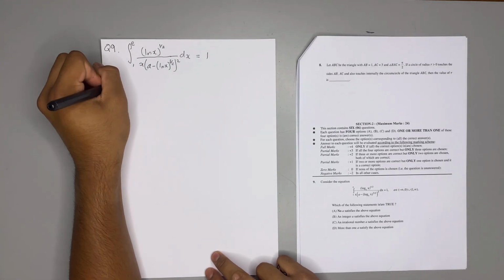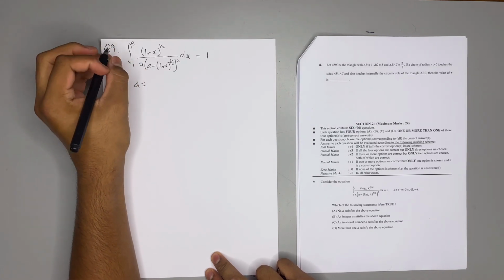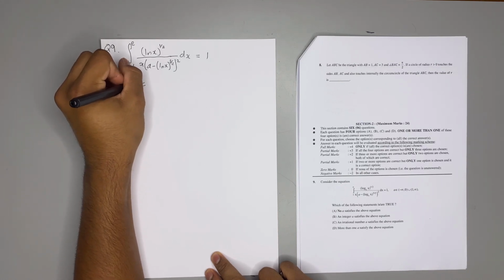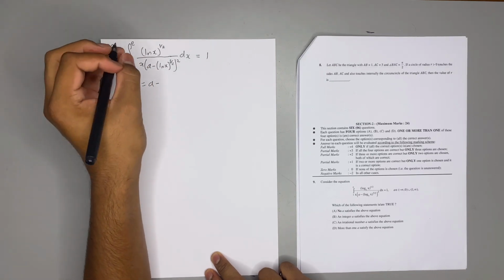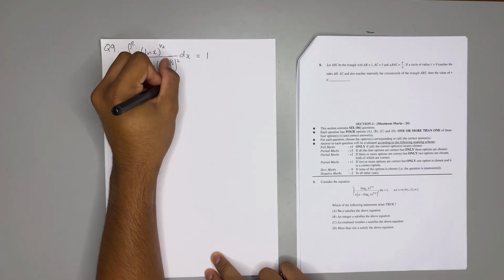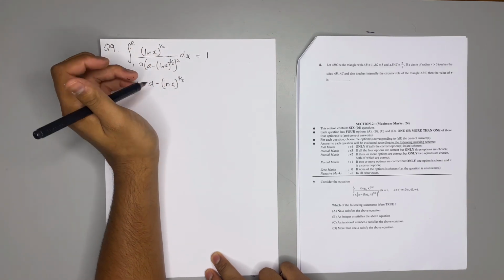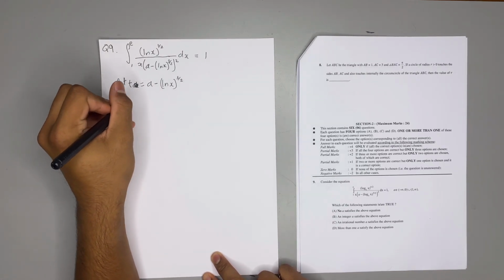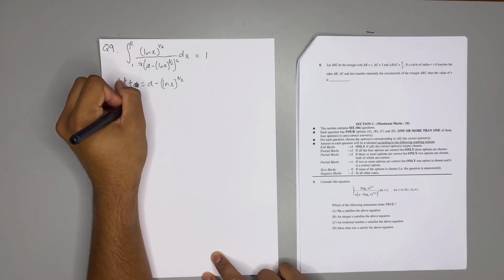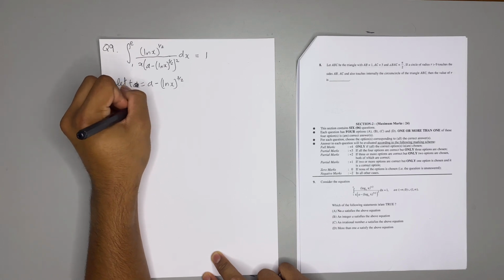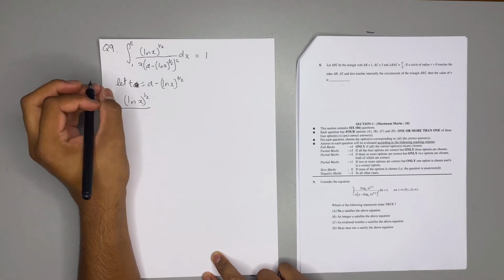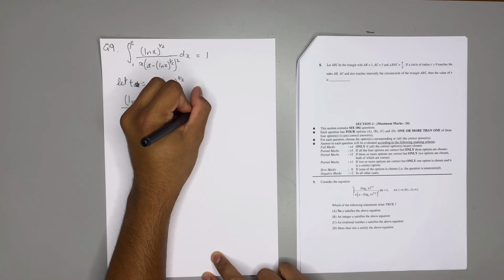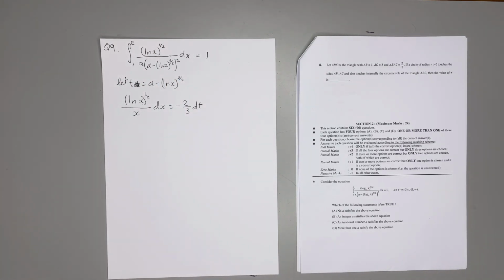Little substitution, let alpha equal to, sorry, not alpha, let t equal to alpha minus this inner expression here, ln of x to the power of 3 upon 2. Therefore, this then simplifies as ln of x to the power of 1 upon 2 all upon x dx equals to negative 2 upon 3 dt. Little differential equation stuff.